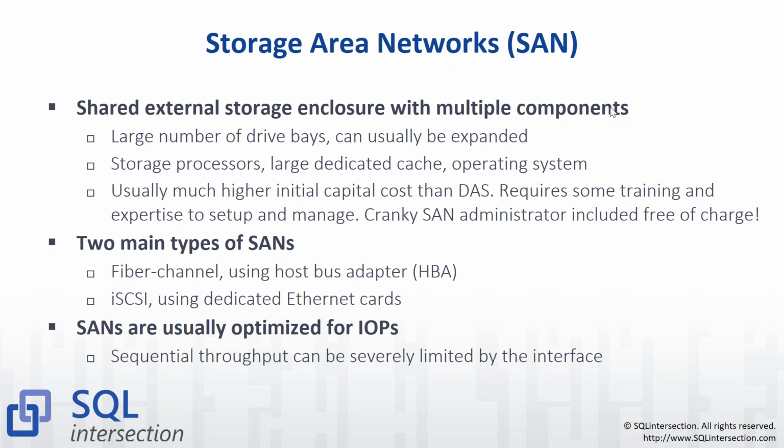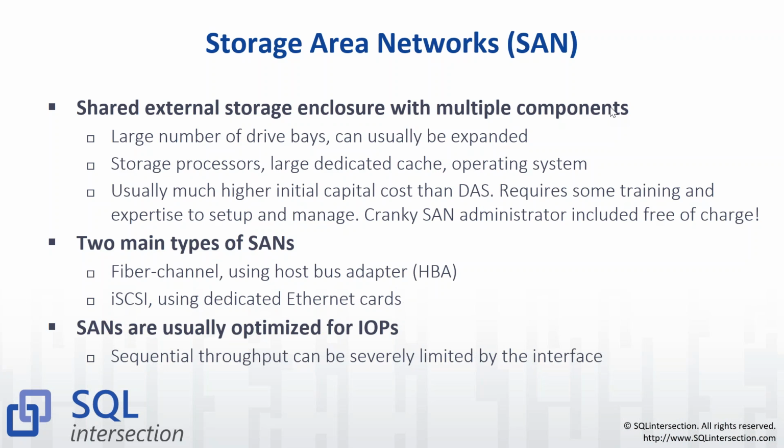So I say the cranky SAN administrator is included free of charge when you get a SAN. And then there's two main types of SANs, Fibre Channel SANs with HBAs, and then iSCSI SANs that use Ethernet cards. And typically SANs are optimized for IOPS. And quite often their weakness, their bottleneck, is sequential throughput.